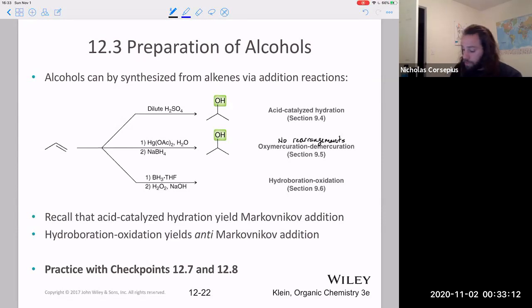And then if we wanted to form an alcohol on the less highly substituted carbon, so the anti-Markovnikov alcohol formation, we can use the BH3 and THF followed by hydrogen peroxide and sodium hydroxide. So that would give us the anti-Markovnikov addition, those hydroboration reactions, right?